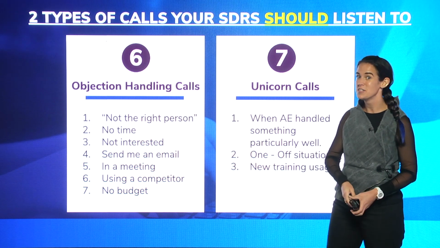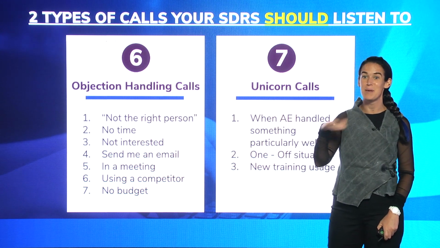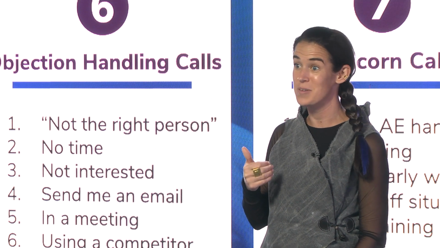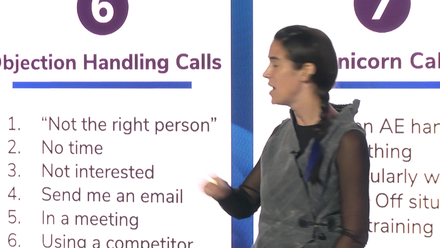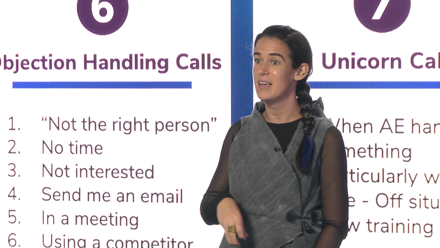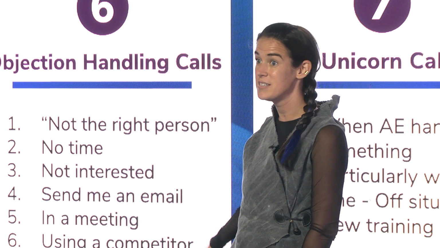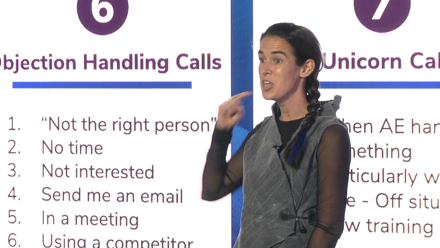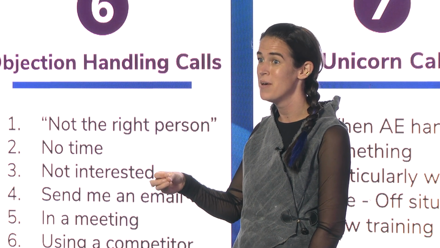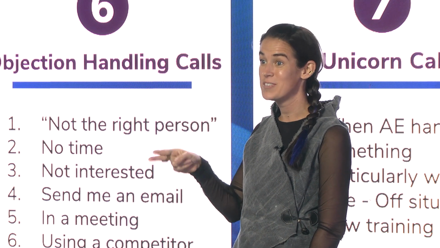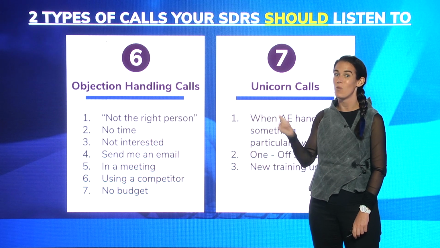So I would tag calls. Again, you can really easily in Chorus build smart playlists where they will filter these based on criteria, so you don't have to do any kind of manual labor and throw them in. Not the right person, no time, not interested, send me an email, in a meeting, using a competitor, no budget. This is a great starting list of calls where objections come up so that your SDRs or your account executives can hear when those objections come up, what people are saying, and when they're saying those things, are they successful, so that I can use the best option based on data of what caused conversion.